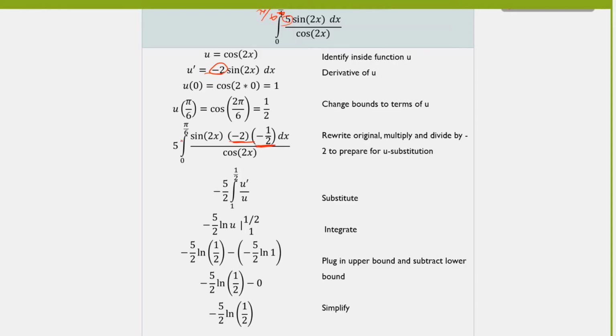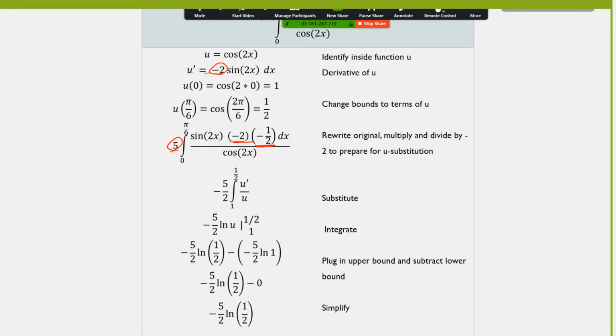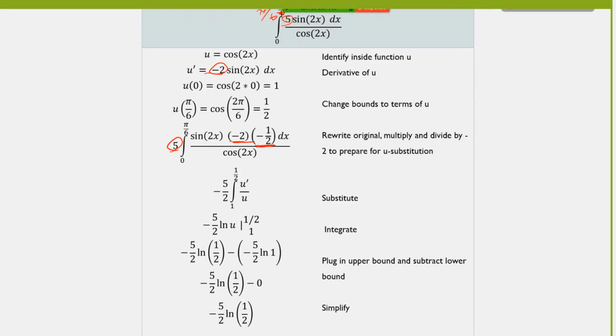This 5 I can pull outside the integral, since that's just a constant. As for my bounds, I can plug both of my x values into our u function in order to get our bounds. So if I plug in 0, I'll get the cosine of 2 times 0, which is the cosine of 0, which is 1. If I plug in pi/6, it's the cosine of 2 times pi/6, which is pi/3, which is 1/2. So my bounds will become, this 0 will become 1, this pi/6 will become 1/2. And we can do our u substitution.